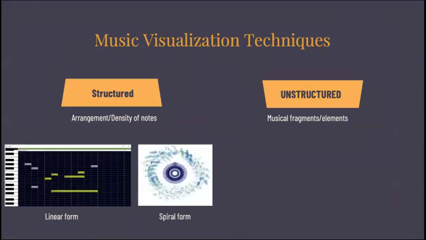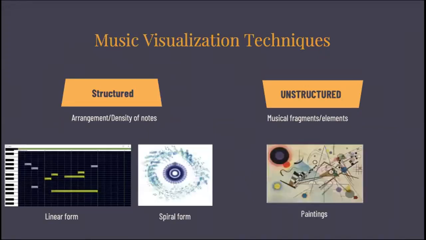It can be classified into two forms, which are structured and unstructured form. So, structured form refers to the arrangement or density of notes, and unstructured form usually refers to the musical fragments or elements. Linear form and spiral form are examples of structured form, whereas paintings are an example of unstructured form. So as you can see in the linear form, this is basically a visualization of how the notes fall in the piano in a particular time frame. And for the unstructured form, this is basically an example of a Kandinsky painting where he painted whatever he heard in that song.